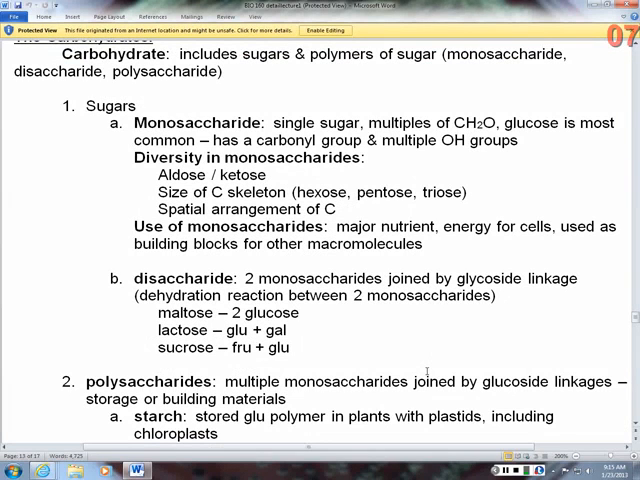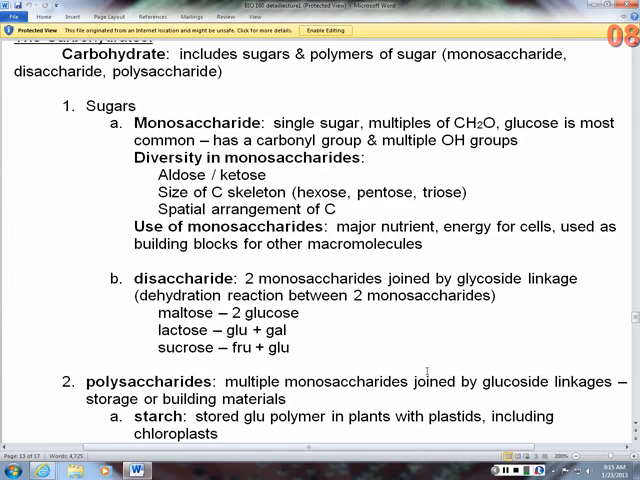So a disaccharide is just going to be 2 monosaccharides, and they're joined by a glycoside linkage. So that's what they call the specific dehydration reaction between the 2 monosaccharides. You will want to know what makes up these disaccharides. They're something that you'll run into a lot. I believe you guys have to take nutrition in nursing, and so your disaccharides and monosaccharides come into play in there as well. So you might as well learn them now.